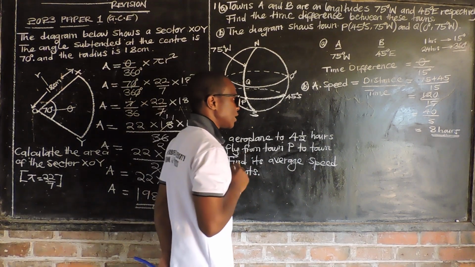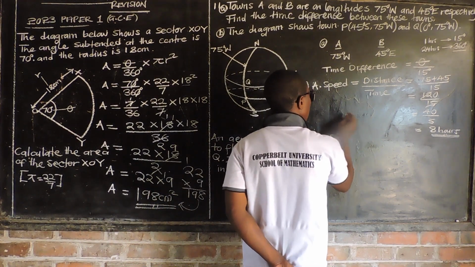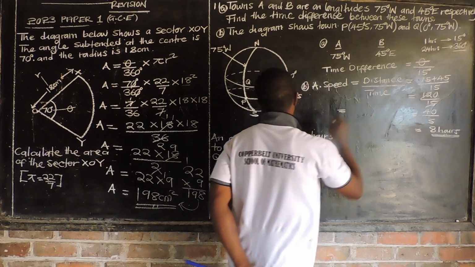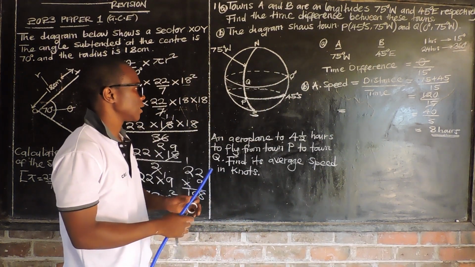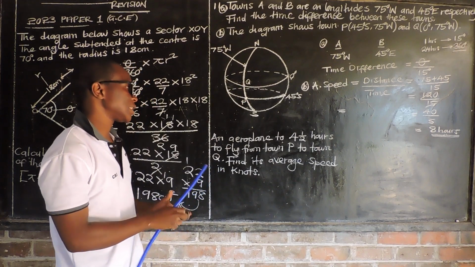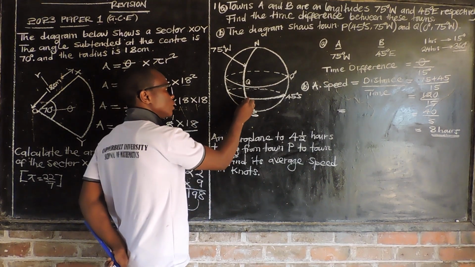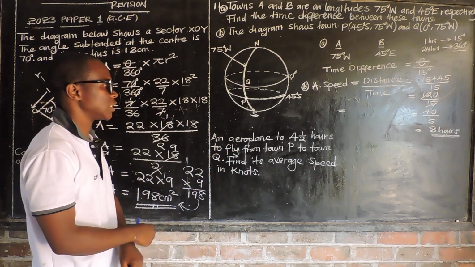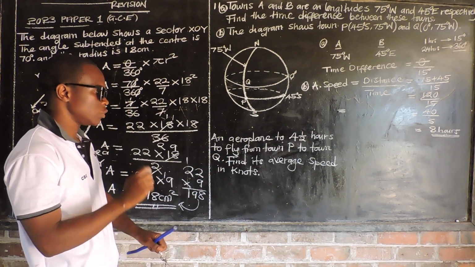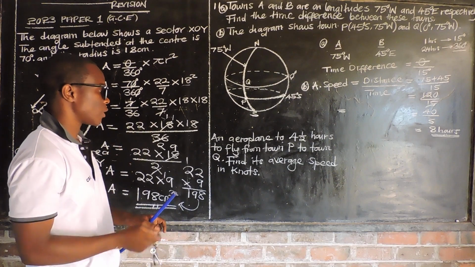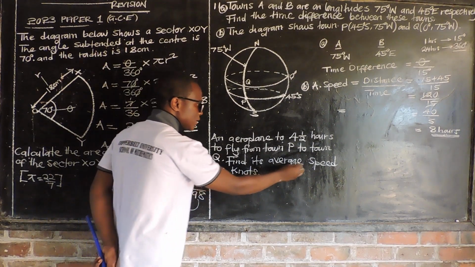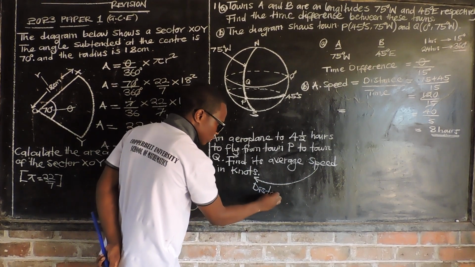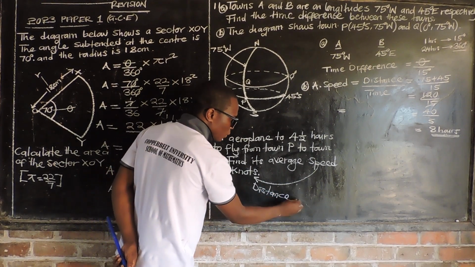So let's find the distance. How to find the distance between P and Q? You realize P and Q are on a longitude, and we know how to find distance along a circle of longitude in nautical miles. Why are we talking about nautical miles? Since the speed is in knots, the distance should be in what?